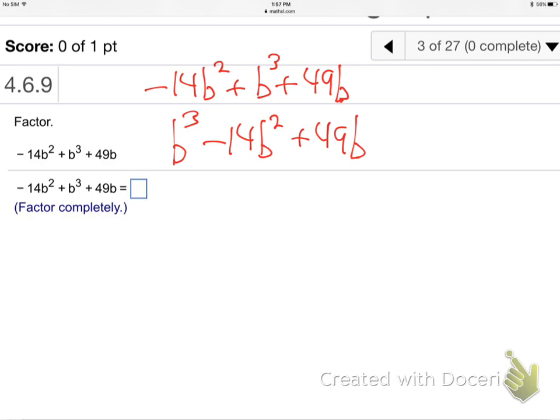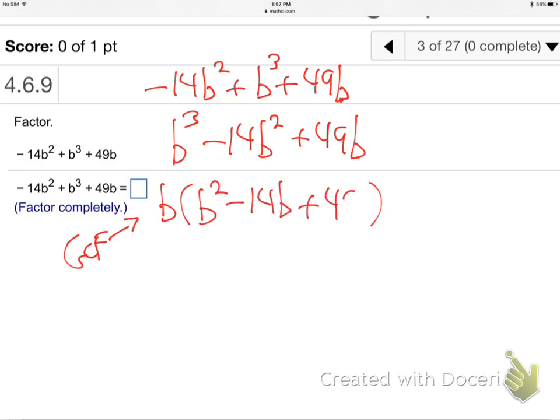All right, so take out what's in common, right? Always look for the GCF. And what's in common? Just the b, right? So GCF, the b, leaves b squared minus 14b plus 49. Good so far.